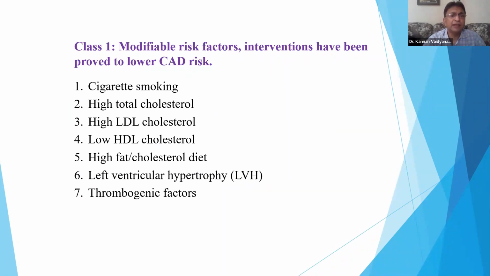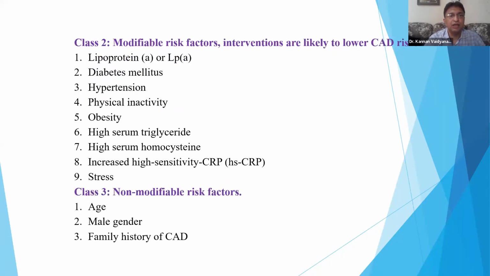These include cigarette smoking, of course, it's not a biomarker, but then you have high total cholesterol, high LDL cholesterol, low HDL cholesterol, a high fat, high cholesterol diet, left ventricular hypertrophy, thrombogenic factors, which are all modifiable risk factors proven to lower the cardiovascular disease risk.